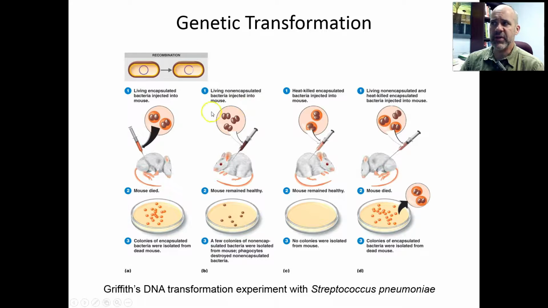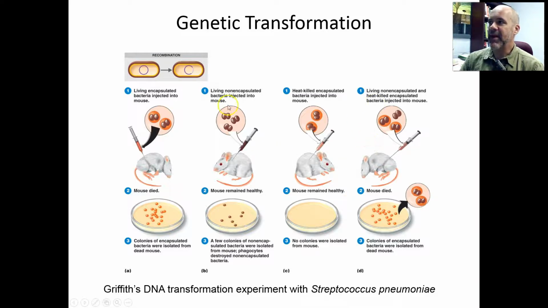He also knew if he took non-encapsulated Streptococcus pneumoniae, injected those into a mouse, the mouse would remain healthy. If he took out a sample, swabbed it onto a plate, he would get some colonies of these non-encapsulated Streptococcus pneumoniae. So they were able to live in the mouse for a while and reproduce, but eventually the mouse's immune system took care of them and prevented the mouse from becoming sick.